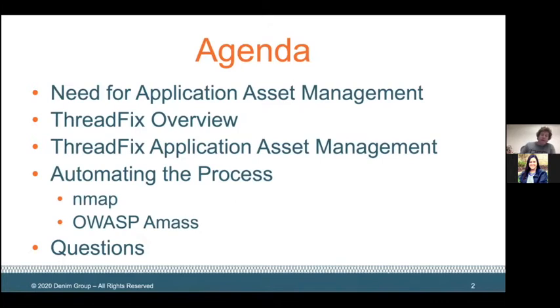And then we'll look at two different tools you can use to automate the process, nmap and OWASP Amass. And then, as Carrie mentioned, we'll have time at the end for questions. Look forward to answering those for y'all. Feel free to submit those again via the chat.